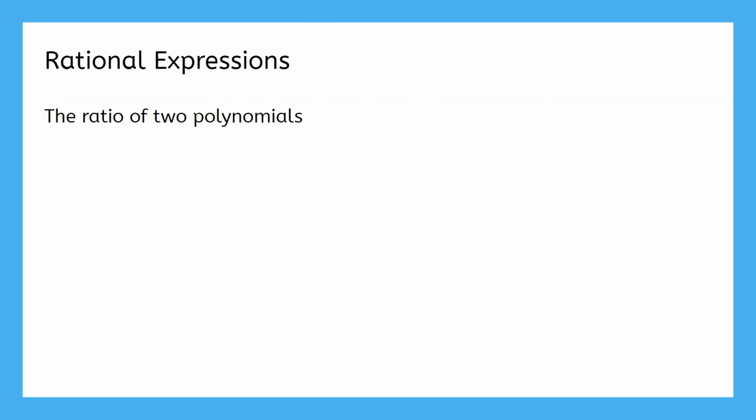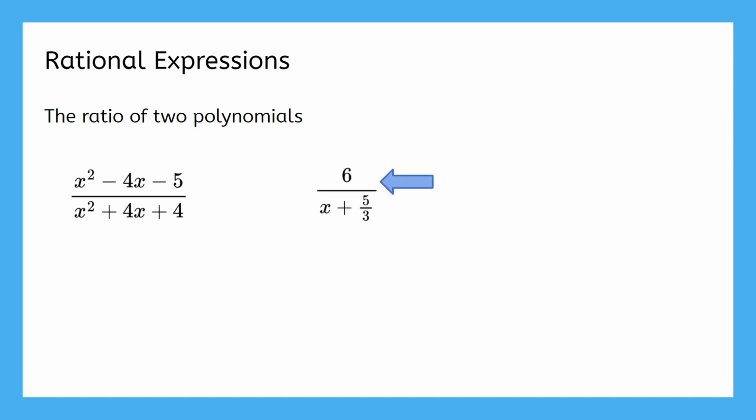So what are rational expressions? We can define a rational expression as the ratio of 2 polynomials. Rational expressions can look like this, with a trinomial in the numerator and the denominator. They may look like this, with a constant in the numerator and a binomial in the denominator. Even this is considered a rational expression. It just has a lot of variables. For this lesson, we're only going to be focusing on expressions with one variable, though.